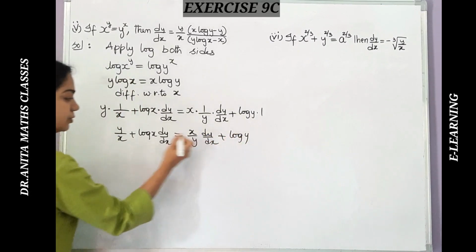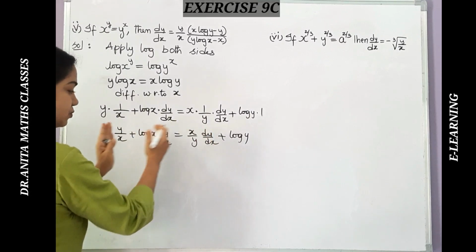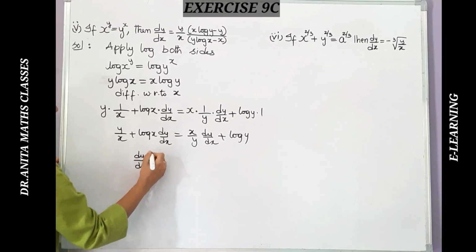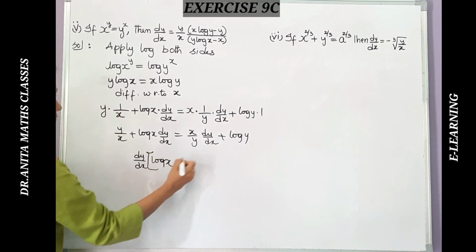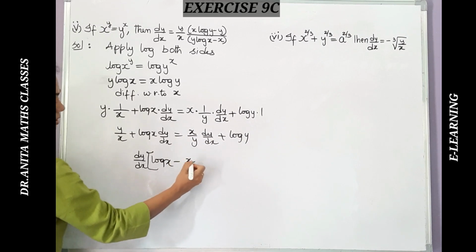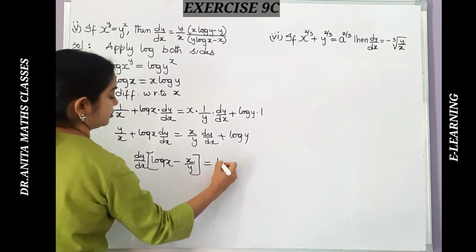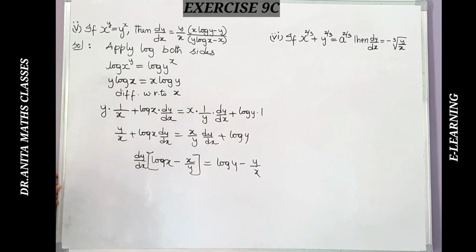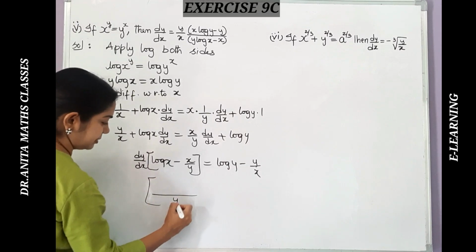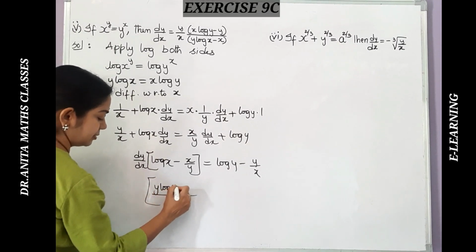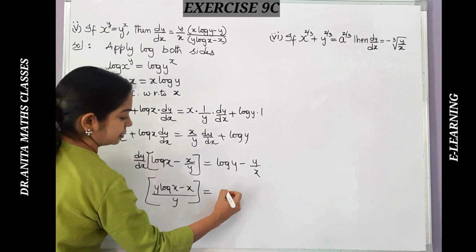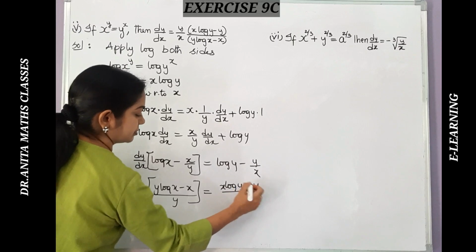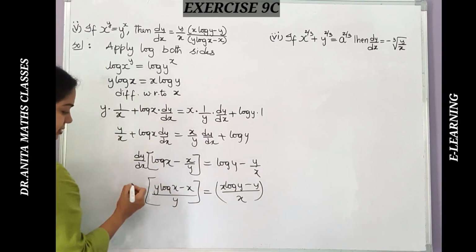We will bring all the dy by dx terms to one side and the rest of the terms to the other side. So dy by dx, and let's take the common factor here. So log x minus x over y is equal to log y minus y over x. Let's take the LCM on both sides. Here the LCM gives y log x minus x, and on the other side the LCM gives x log y minus y.